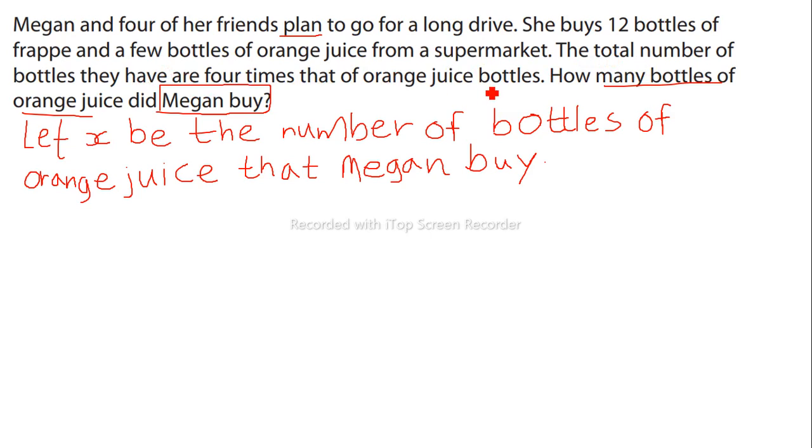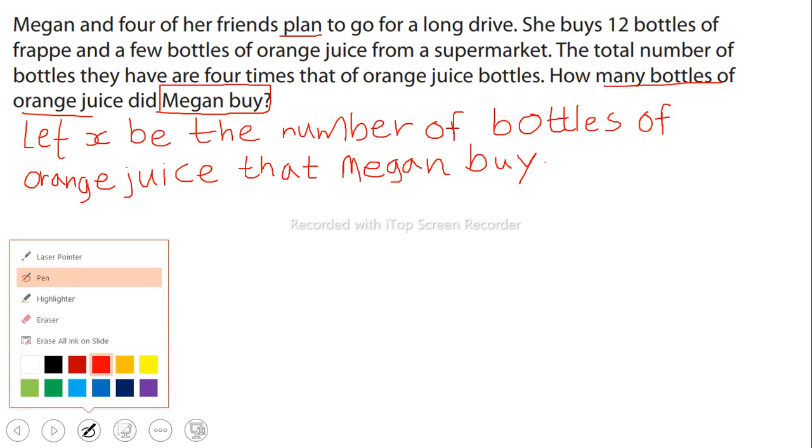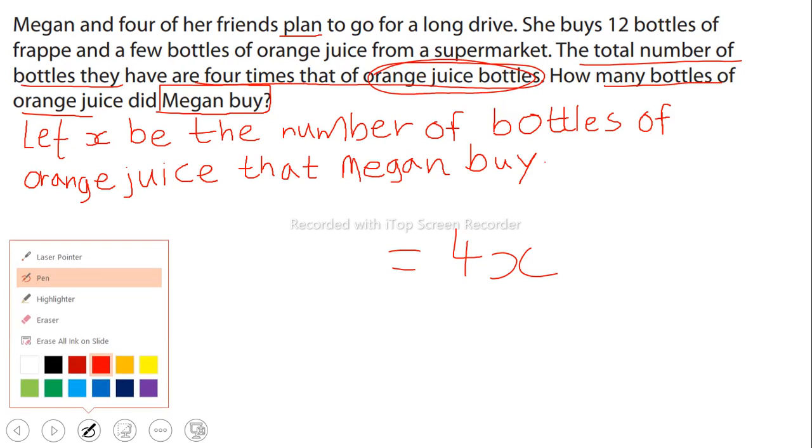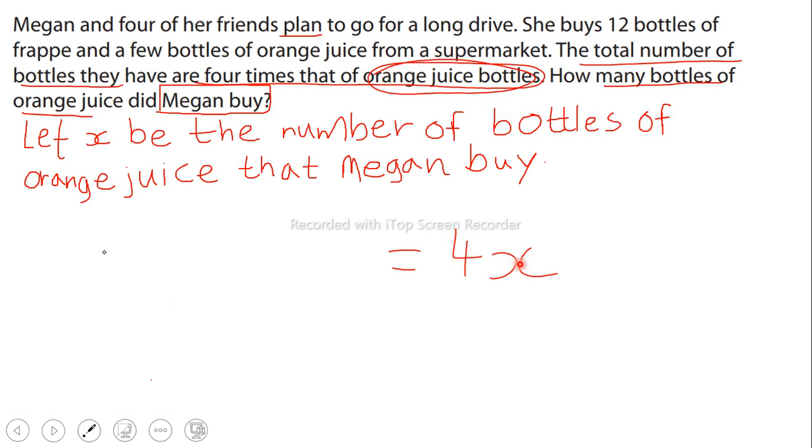So the total number of bottles that we have, the total number now, is going to be what? No, not 12, it's 4x. They said it: the total number of bottles they have are 4 times that of orange juice, 4 times the amount of orange juice bottles. Exactly. So 4 times the amount of orange juice is 4x, right? 4 times x, the amount of orange juice bottles. We understand that?